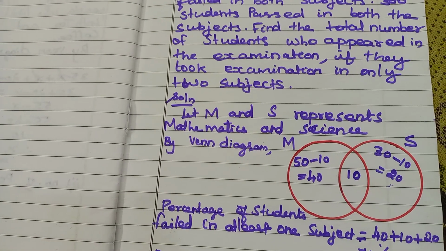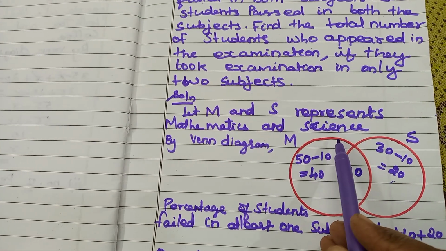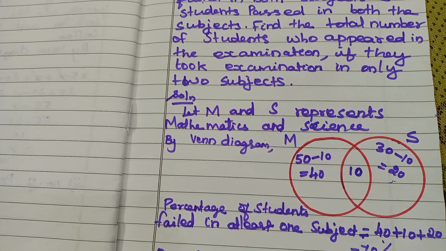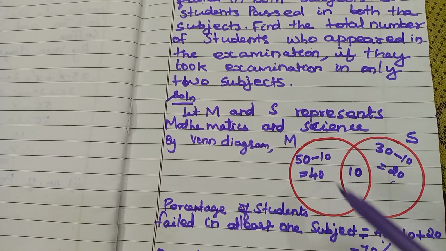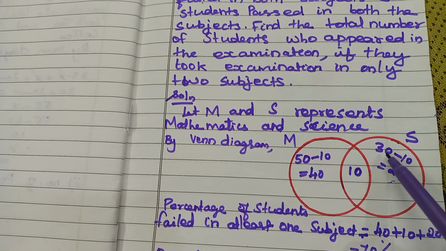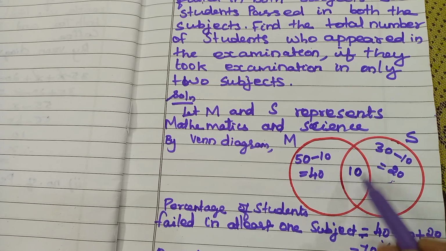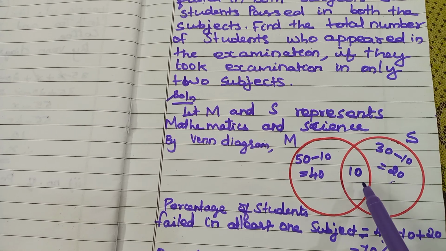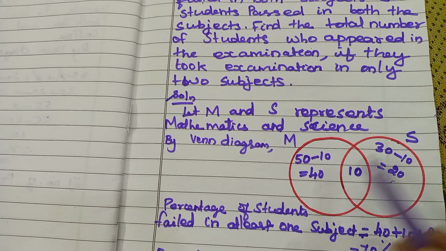Just to repeat the same sum, M and S represent maths and science. Given that 50 of them passed, the remaining will fail. So 50 of them fail. Like that, 70 of them passed in science, so the remaining 30 will fail. That we have to write here. Then 10 of them failed in both, so that 10 we need to write here. Both circles represent the failed students.